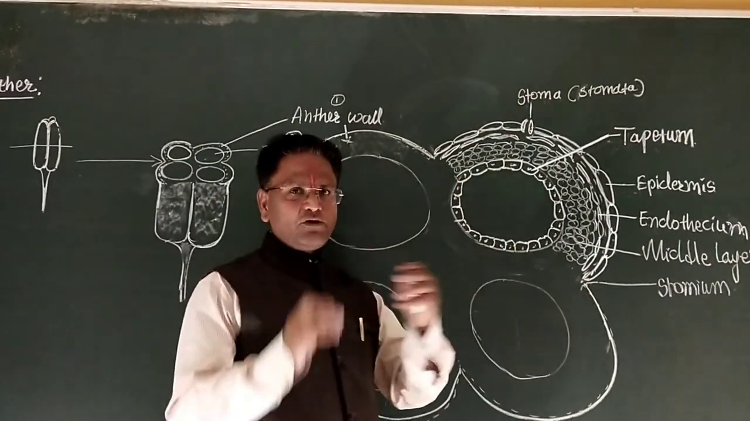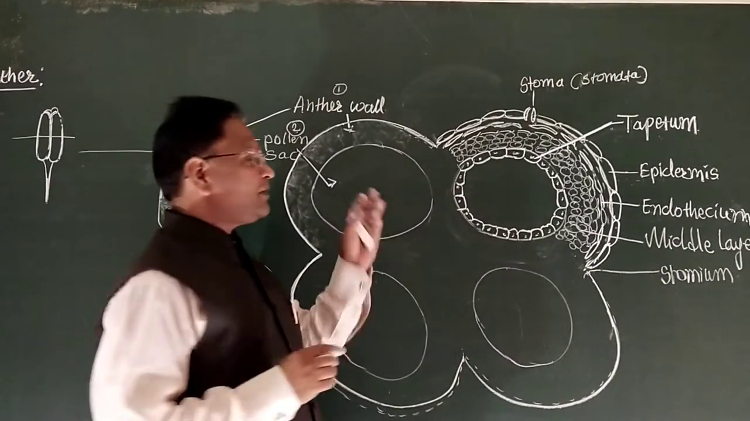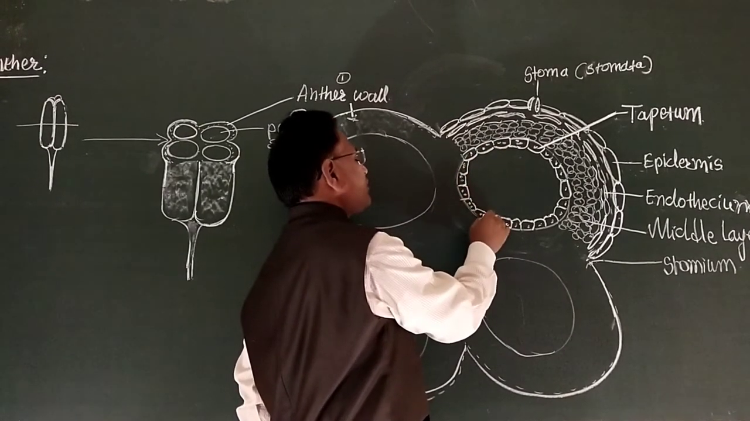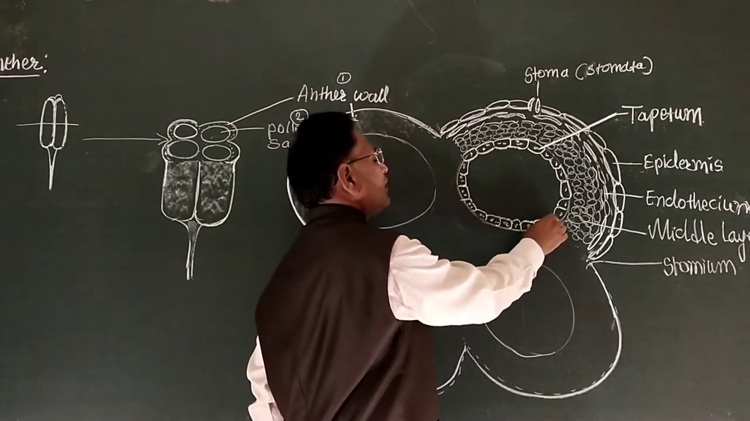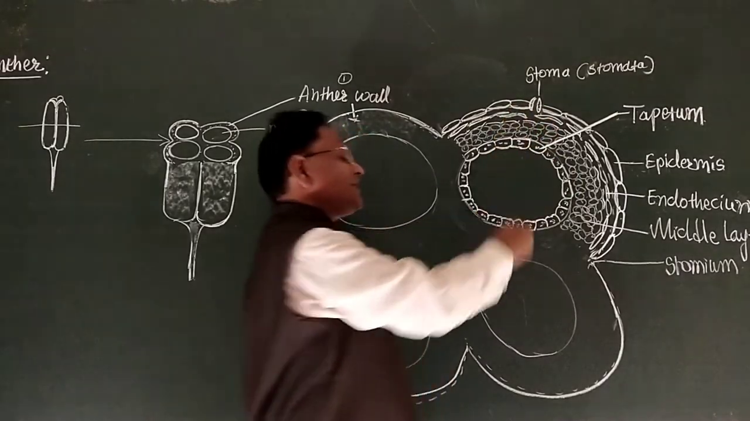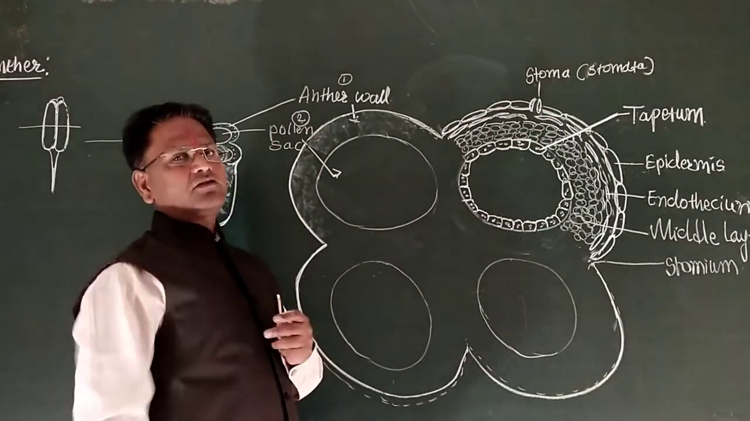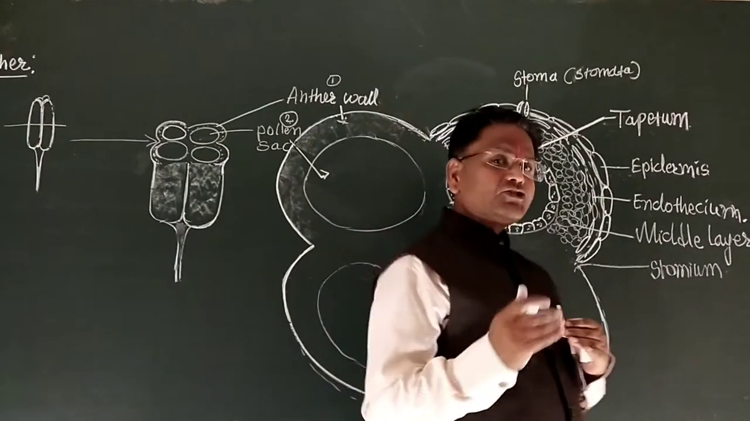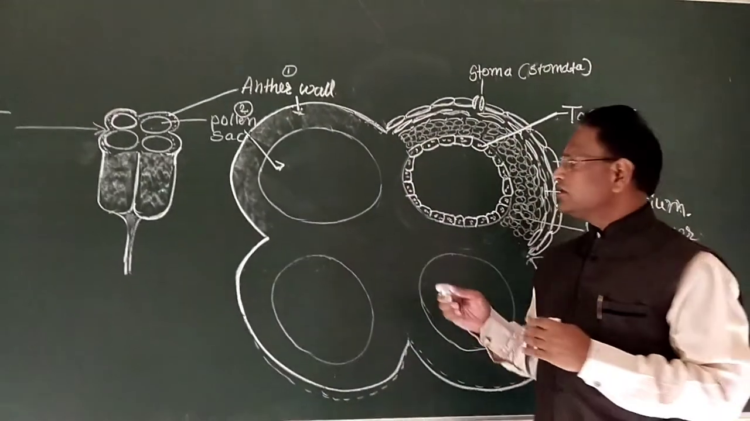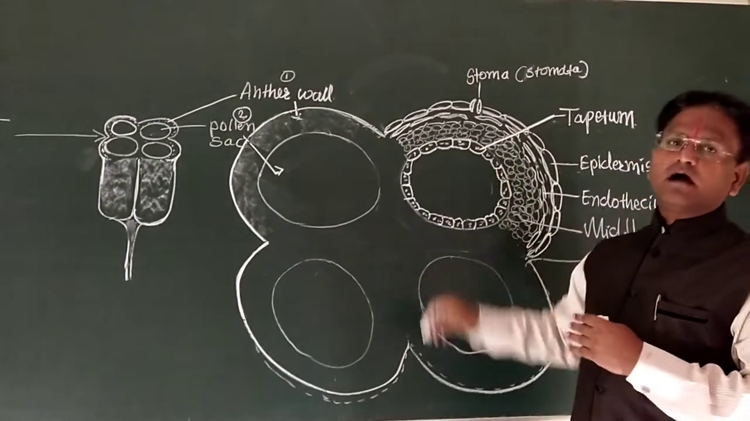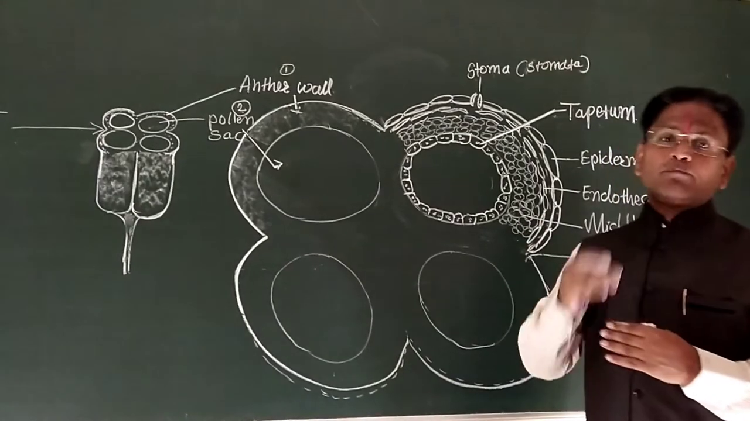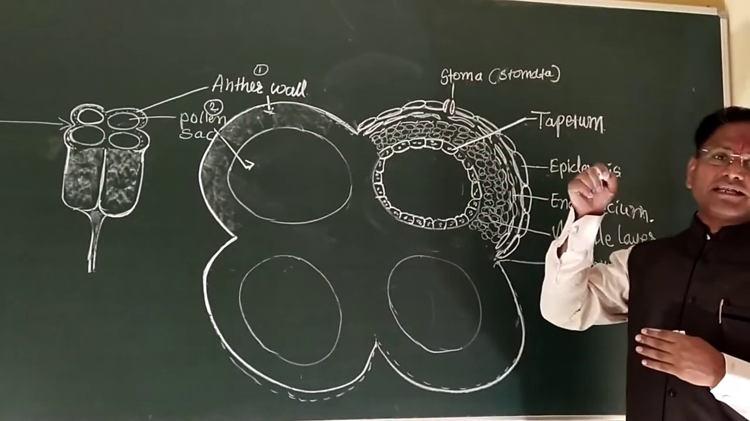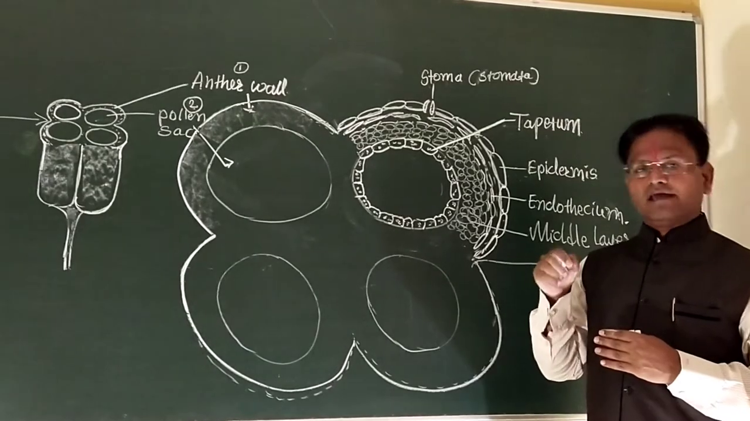Tapetum cells are cuboidal in shape, and they may possess more than one nucleus. It is the most important layer of the anther wall, located innermost. This tapetum layer provides food material to the developing microspore mother cells of the pollen sacs and the developing pollen grains. So the tapetum becomes the nourishing layer of the anther.